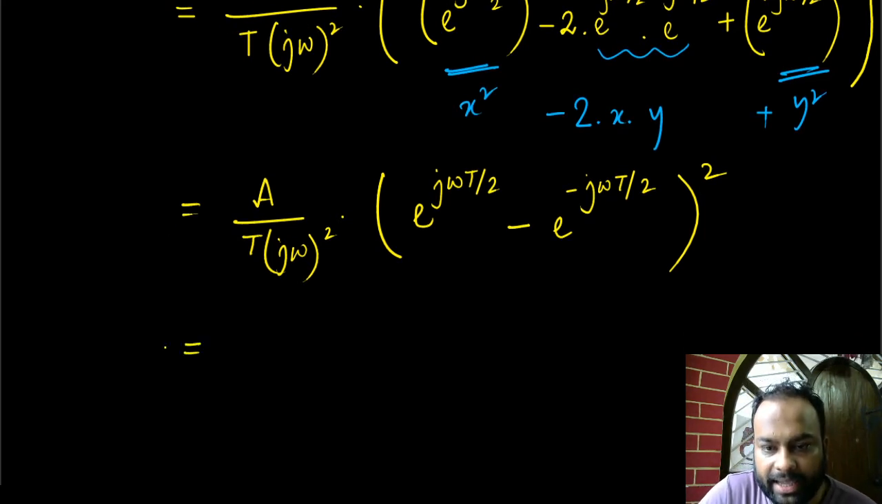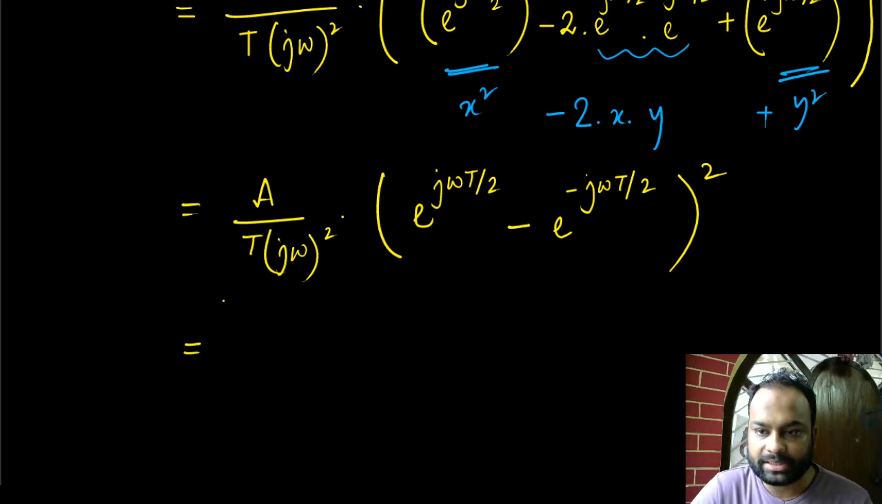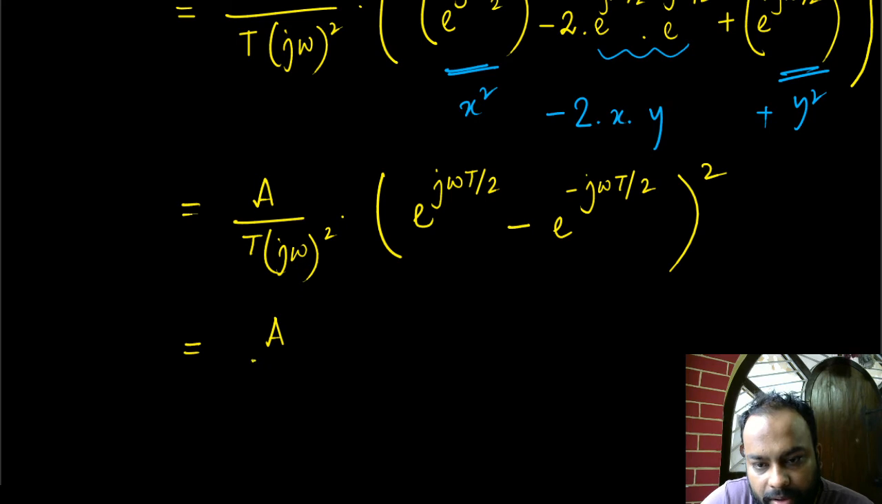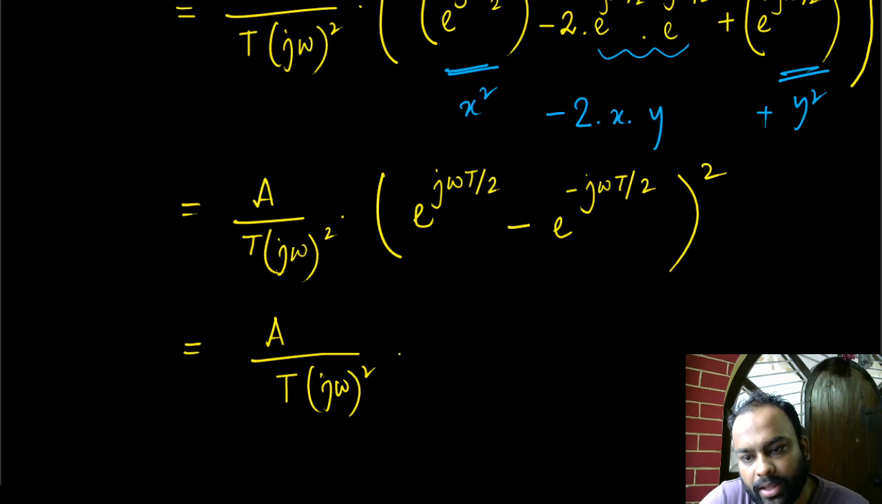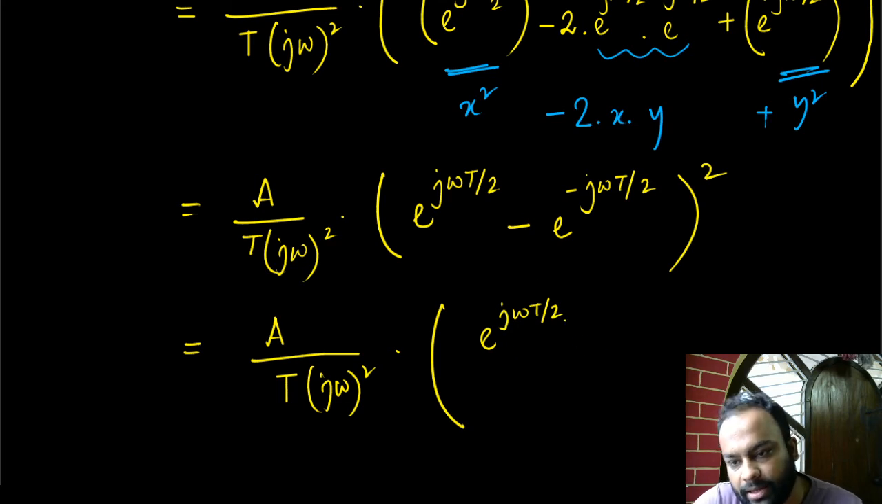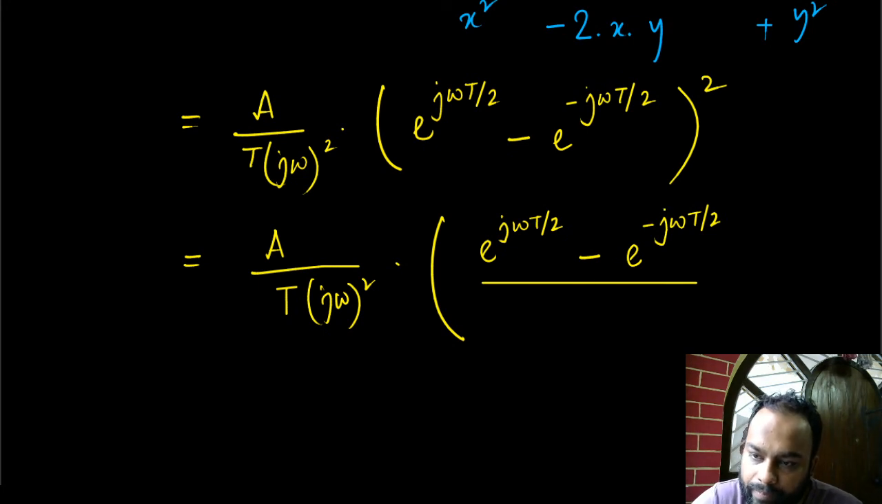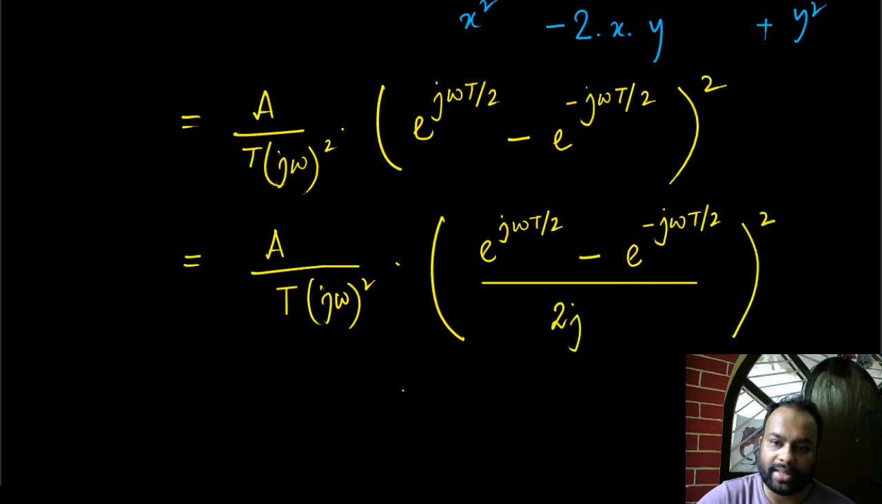So with that said, I can now simplify this by writing something like this. So I have a by T, and now notice very carefully. Let's write (j omega) square. And here I'm writing e to the power j omega T by 2, so this entire thing is in the power, minus e to the power minus j omega T by 2. And I'm dividing everything by 2j, and then there is a whole square.